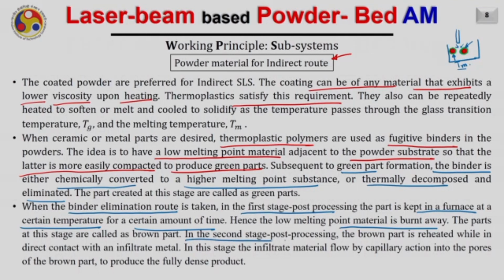In the second stage of the post processing, the brown part is further reheated while in direct contact with an infiltrate material. At this stage, the infiltrate material flows by capillary action into the pores of the brown part to produce fully dense parts.